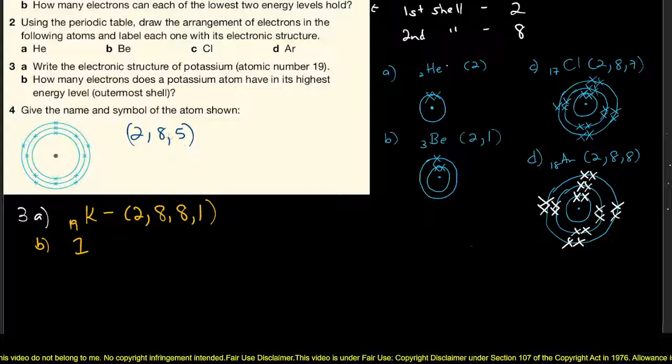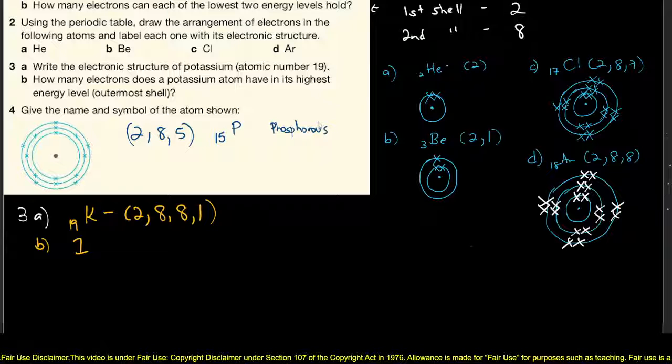So this is the electronic arrangement. If we add the number of electrons, it comes up to 15. So the symbol of the element would be P, and this refers to phosphorus with an atomic number 15, where the atomic number 15 is also the number of electrons found in the atom.